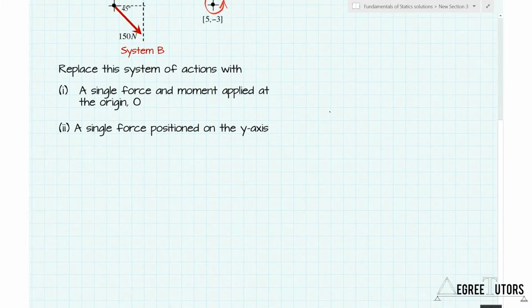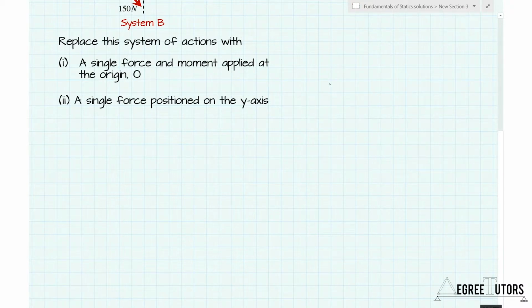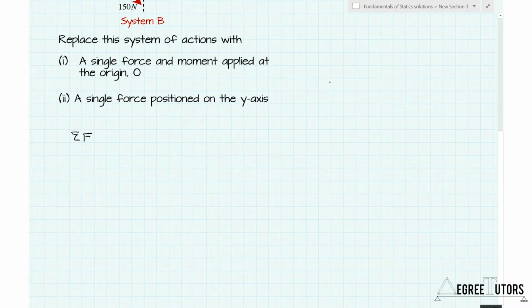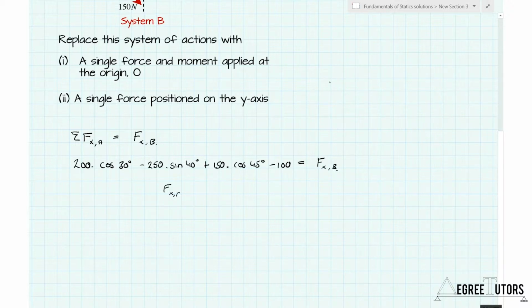So the solution procedure is going to be the exact same as before. We are going to say that the sum of the forces in the x direction for system A must equal the force in the x direction in my equivalent system B. Okay, so we simply evaluate the horizontal component of all forces in our system A. So what have we got? Fxb is equal to 18.58 newtons. Excellent.